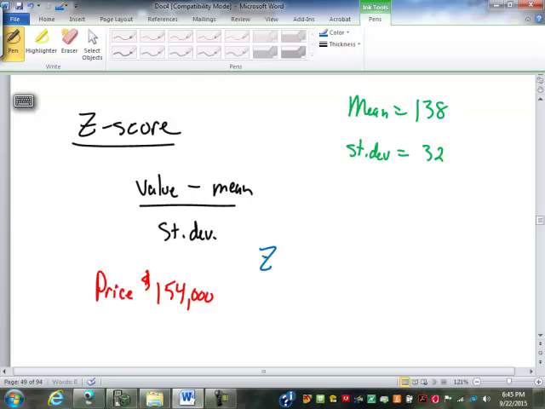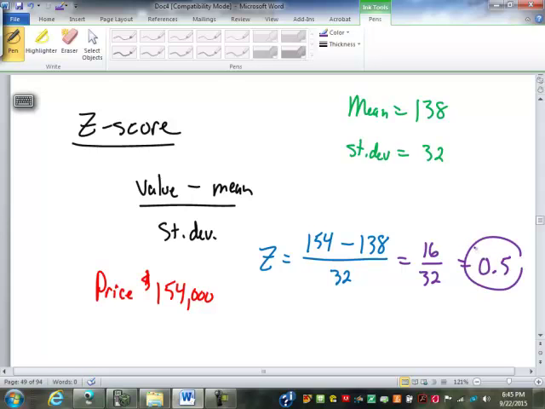The Z-score for that price is going to be that value, and again, I'm going to leave the zeros off: 154 minus the mean of 138, divided by the standard deviation of 32. 154 minus 138 is 16. Divided by 32 is 0.5. Now it's important that we note that that is a positive 0.5. A Z-score that is positive means that it is larger than the mean. 0.5 means it's half a standard deviation above the mean.